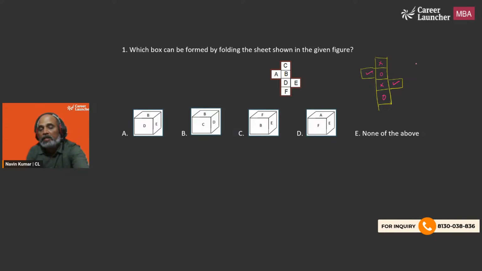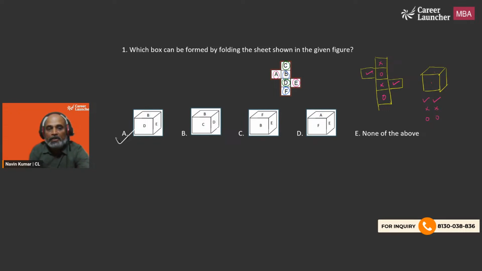So whenever this is going to be converted into a cube, it becomes mandatory that one of the faces out of these three has to be one of the ticks, one of the crosses, and one of the circles. So using this concept, we can see that A and E are going to be opposite to each other. B and F are going to be opposite to each other. And C and D are going to be opposite to each other. So if I look at the first option, we see B, D, and E. This is very much possible, right?